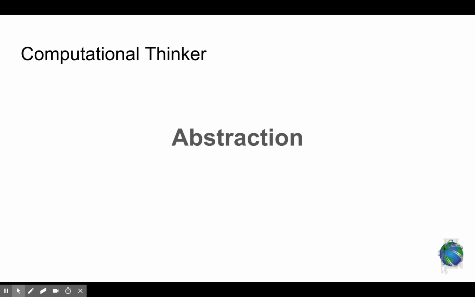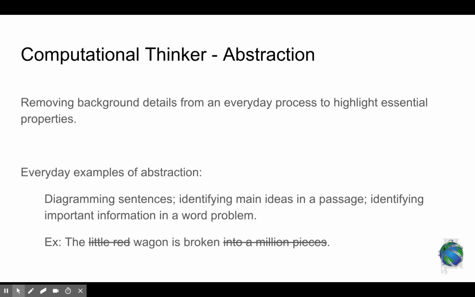So for instance, under abstraction, an example of a standard might be remove background details from an everyday process to highlight essential properties. This is a thing that they would be doing. And to demonstrate how this can be done across all grade levels, here's an example just from an English language arts class where you're diagramming sentences, identifying the main idea. You're breaking the idea up into its parts, removing the extra information to get to where you can actually solve the problem.